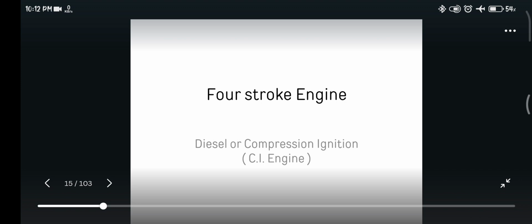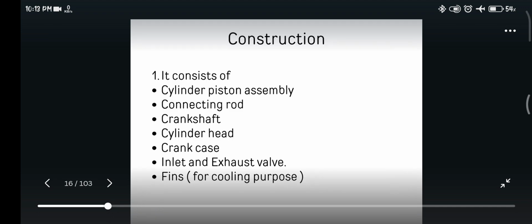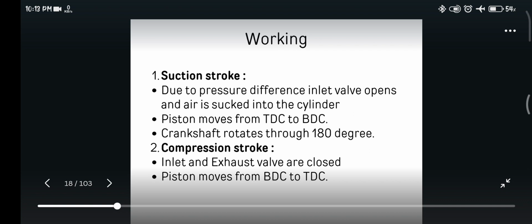Four-stroke engine, diesel or compression ignition engine, that is CI engine. Construction detail of four-stroke CI engine. It consists of cylinder piston assembly, connecting rod, crankshaft, cylinder head, crankcase, inlet and exhaust valve, fins. Working.